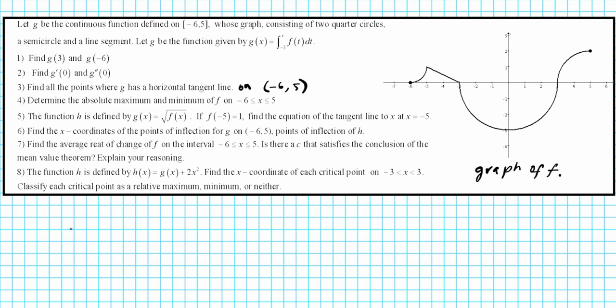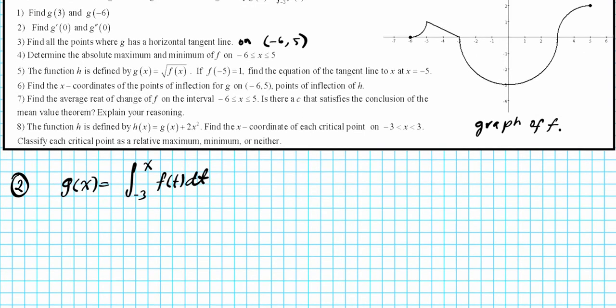Okay? So let's go ahead and write down some equations to help us solve number 2. We know that g of x is the integral from -3 to x of f of t dt. So what we're going to do here is use the fundamental theorem of calculus part 1 to determine what the derivative g prime of x is, okay? So what happens if you differentiate this function?